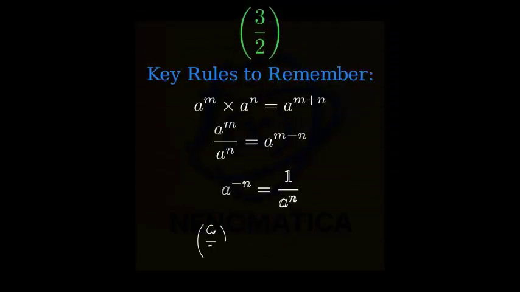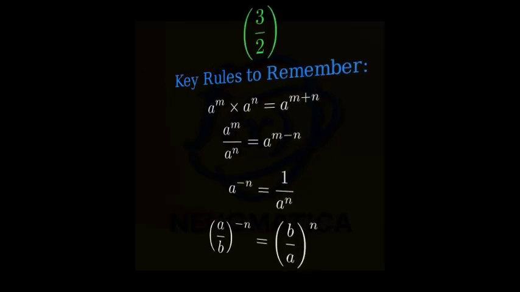And that's how we work with exponents. Remember to apply the appropriate rules: the product rule when multiplying with the same base, the division rule when dividing with the same base, and the negative exponent rules for handling negative powers. These rules allow us to simplify complex exponential expressions systematically.